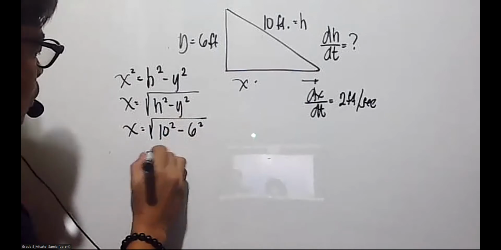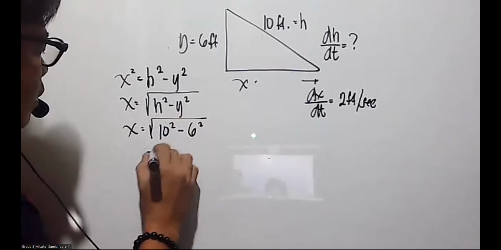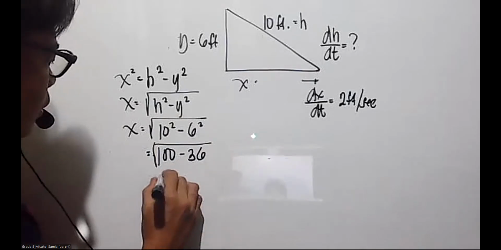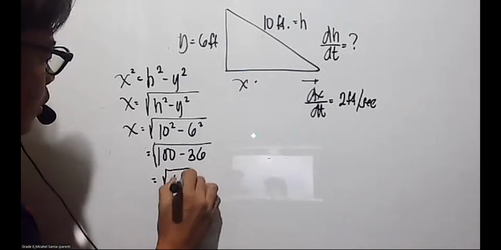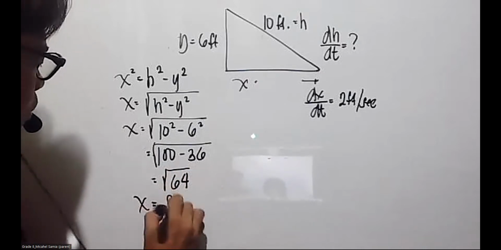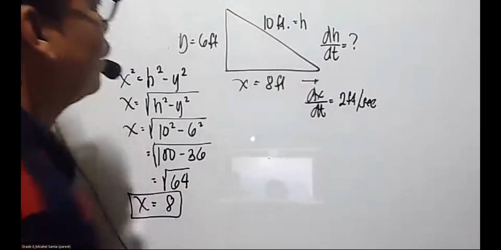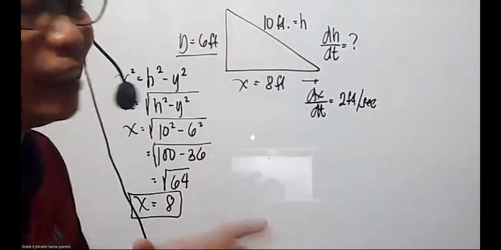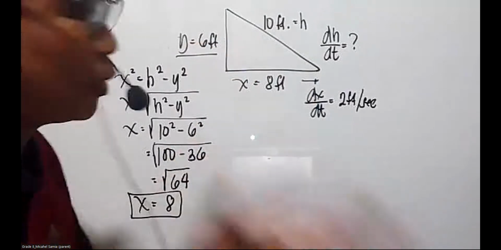So this is equal to 100 minus 36, equal to 64. The square root of 64, so x is equal to 8. So we have the value here of 8 feet. Now, since your y is not increasing, therefore its change is equal to 0.